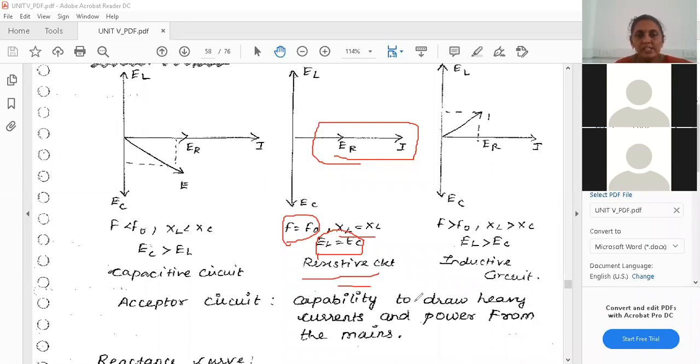Now this is the resistive circuit. Next, let us consider an inductive circuit. An inductive circuit occurs only when the frequency is greater than the resonant frequency. F is called the frequency of the circuit, and F naught is called the resonant frequency of the circuit. Now, what is F naught? You know, we've derived the F naught value is equal to 1 by 2 pi square root of LC, right?